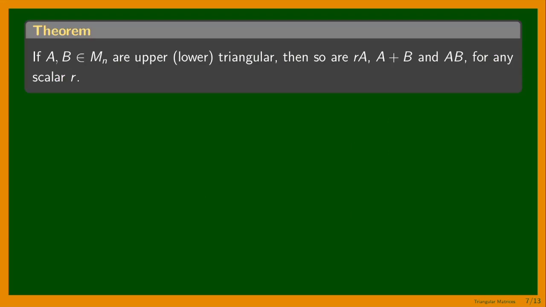We have the following property. If A and B are both of the same size, n by n, and they are both upper triangular, it follows that when you multiply a scalar to every entry of A, it remains upper triangular if it is upper. It remains lower triangular if it is lower triangular. Right? Also, when you take the sum A plus B, the resulting sum is upper triangular if both A and B are upper triangular, and it becomes lower triangular if both A and B are lower triangular. Also, you can expect that the product AB will be upper triangular if both A and B are upper triangular, and AB will be a lower triangular matrix if both A and B are lower triangular.